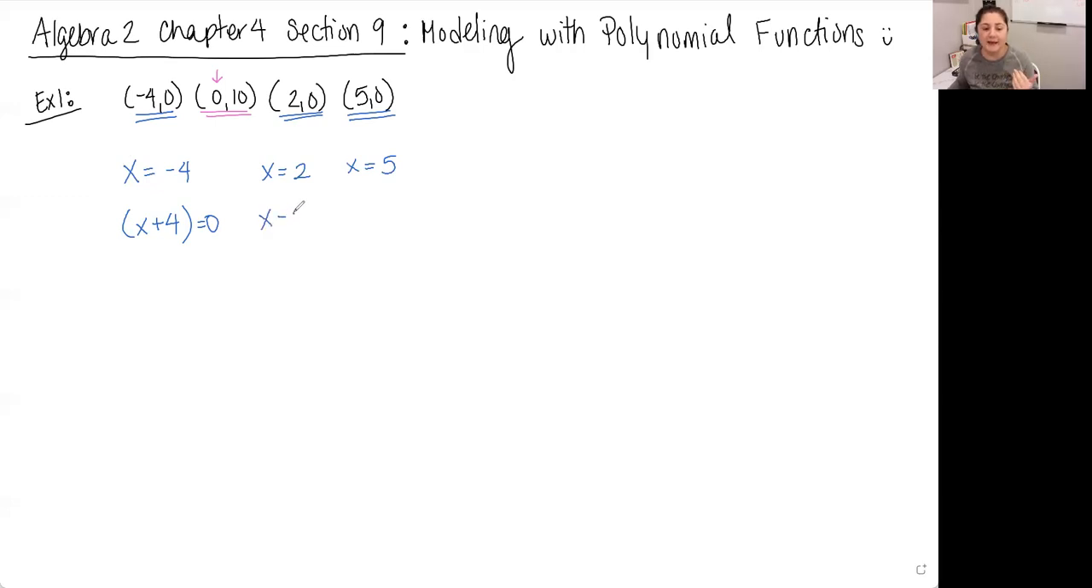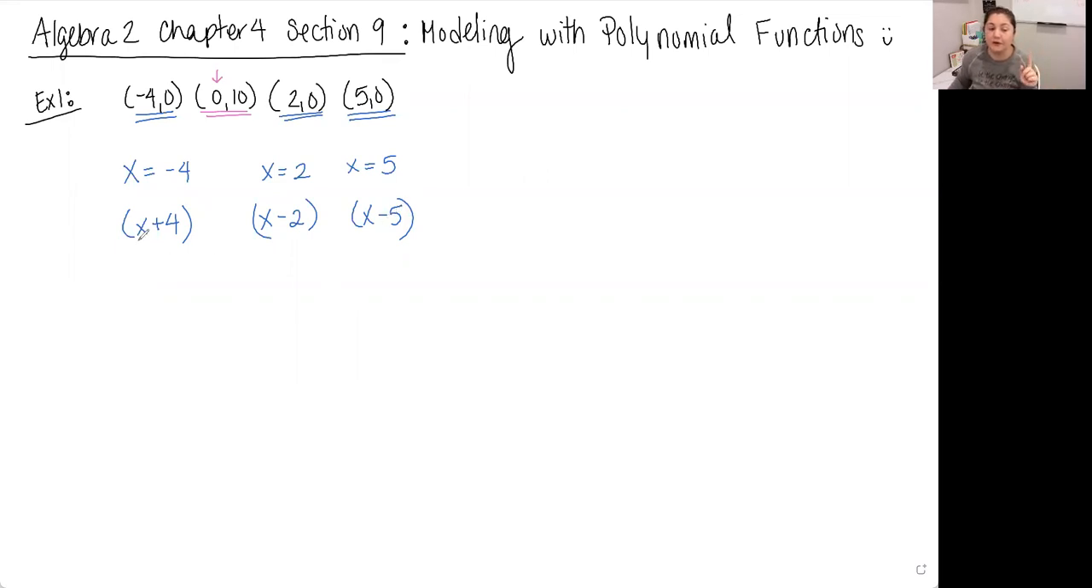Then I'm going to say x minus 2 is another one. And then I'm going to say x minus 5 is another one. Now, realistically, I don't need that equals 0 piece because it's not valuable. It was just valuable to explain it. So those are for sure 3 things that I'm going to multiply in order to get my polynomial function.